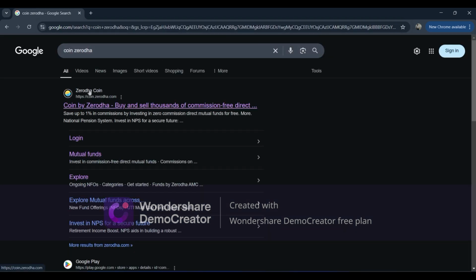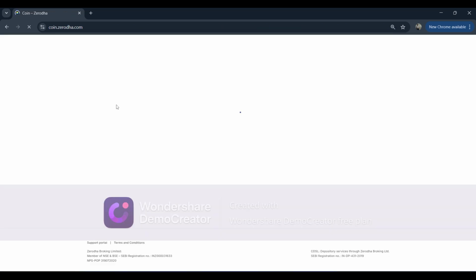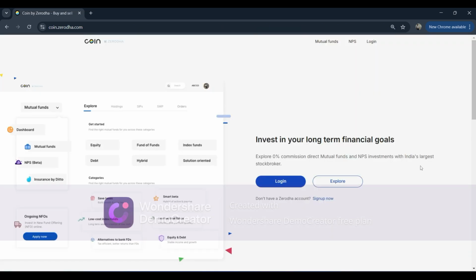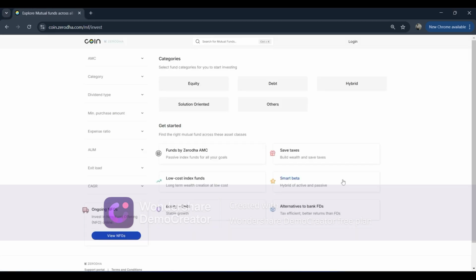It is a product from Zerodha where you can invest in direct mutual funds via the Coin application. So once we go here, we'll be clicking on this. Let's first navigate over this website. What does this website exactly state? This has the details of all the kinds of mutual funds that are available in the market. So let's explore. We'll not log in, we'll just explore.